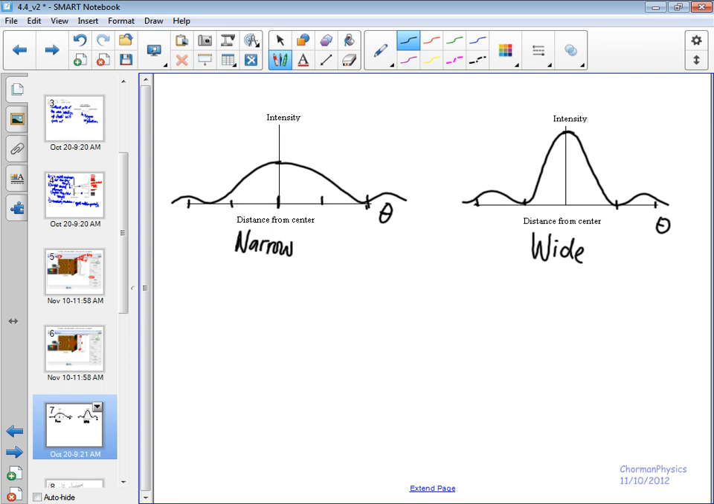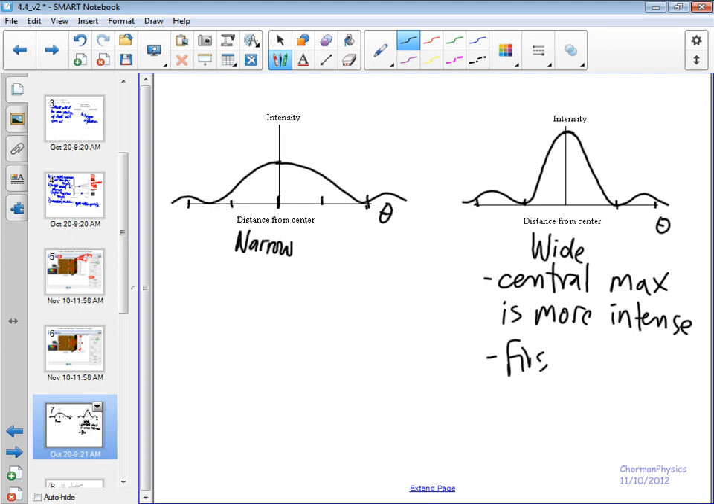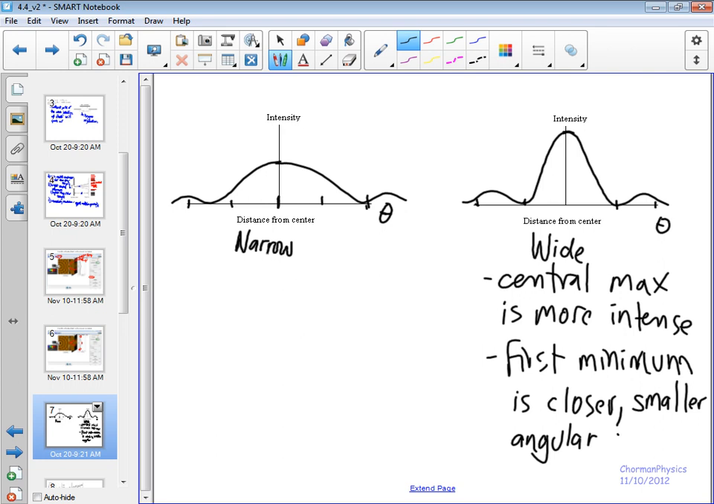Good. So you see here the characteristics. When the slit is wider, the central maximum is more intense, and the first minimum is closer, or has a smaller angular separation. I'm going to talk about what this angular separation is in a minute.